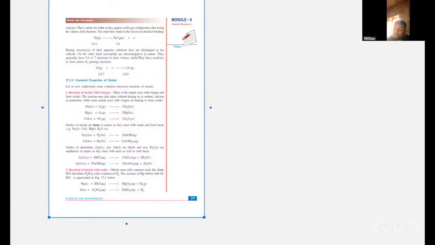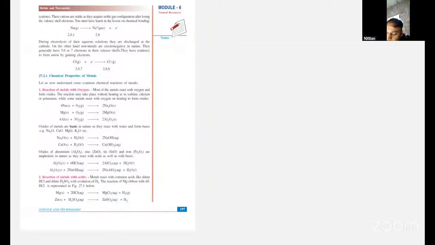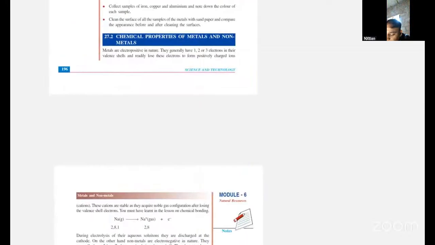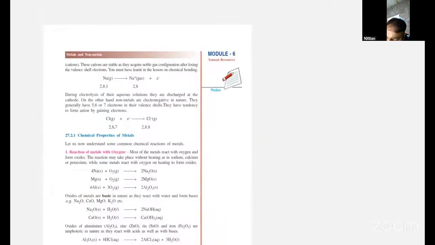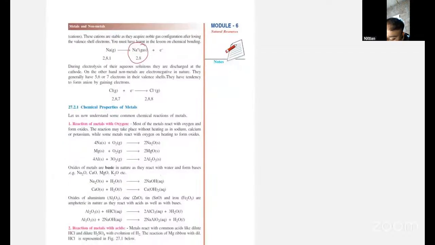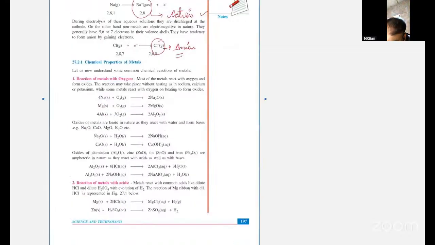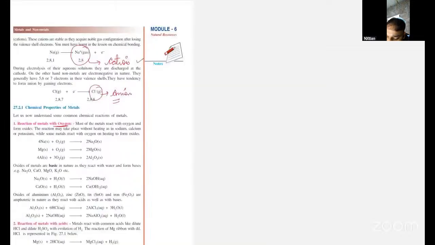Okay. So we learn about the chemical properties of metals and non-metals. Metals are generally cations, the cationic part, and non-metals are generally the anionic part. This is called an anion, and this is called cations. Okay, cations and anions. Now, reaction of metal with oxygen. We learned this in the previous chapter also, but we will learn it in this chapter also.